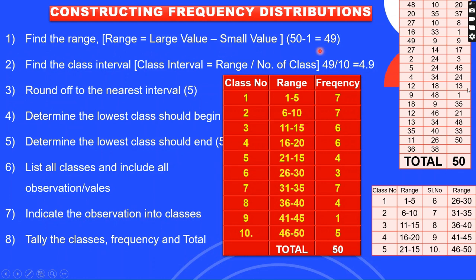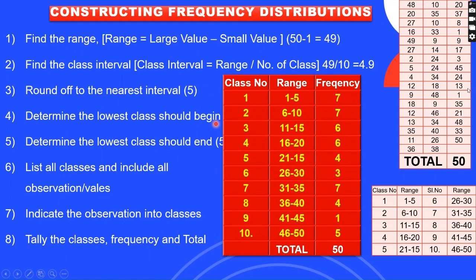First, find the range. Range is equal to the large value minus the small value. In this table, the large value is 50 and the small value is 1, so we get 49. So 49 is the range. Second, find the class interval. The formula is class interval equals range divided by the number of classes. So, 49 divided by 10 equals 4.9. This is called the class interval. Then round to the nearest interval, so 4.9 will be converted into 5.